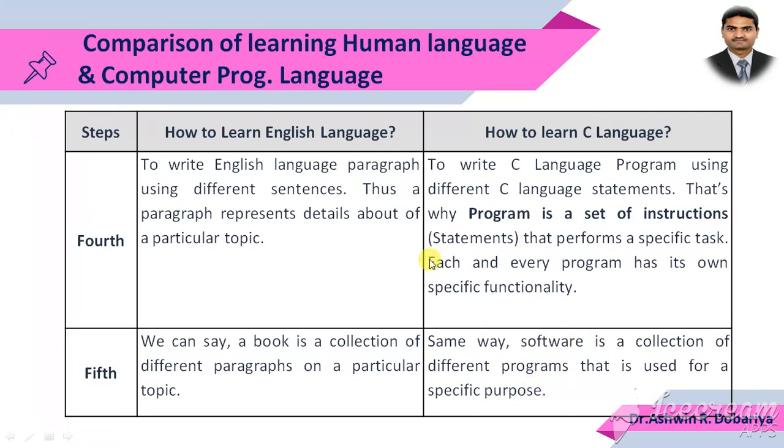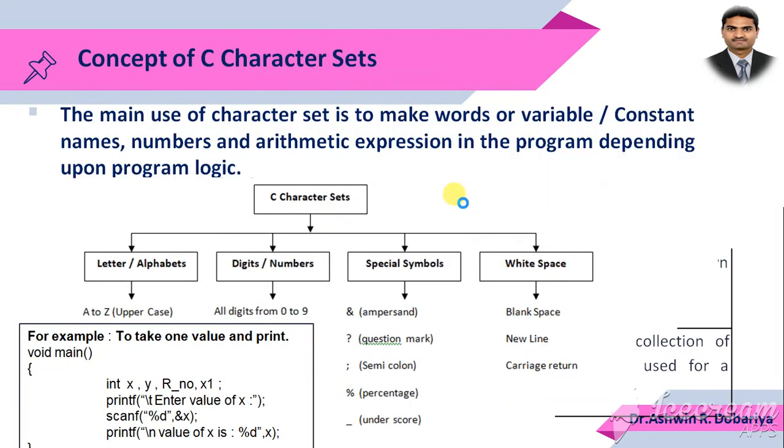So this is the overall comparison between how we can start learning a human language, and similarly how we can start learning any programming language. Now if you want to learn the C language, then the next concept is the concept of C characters. At least we should be aware of the different characters for the C language, right? With the help of these C characters, we can write the statements of C language code. So these are the major categories of the C character set.